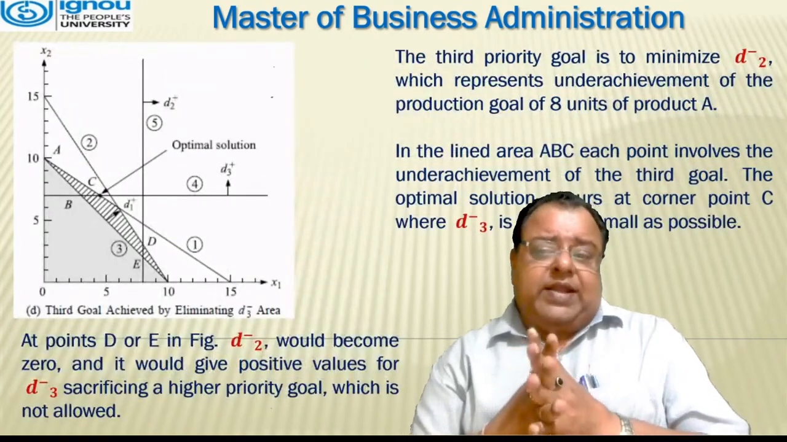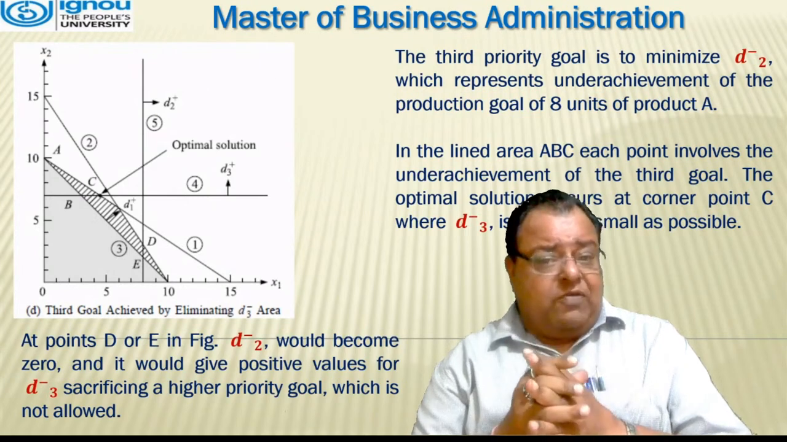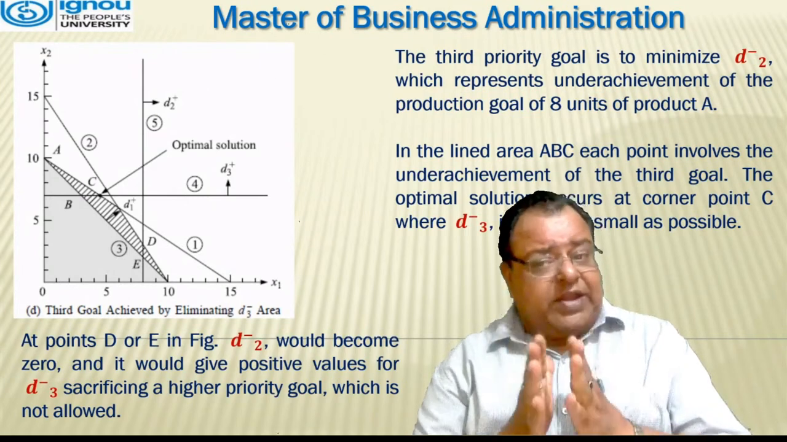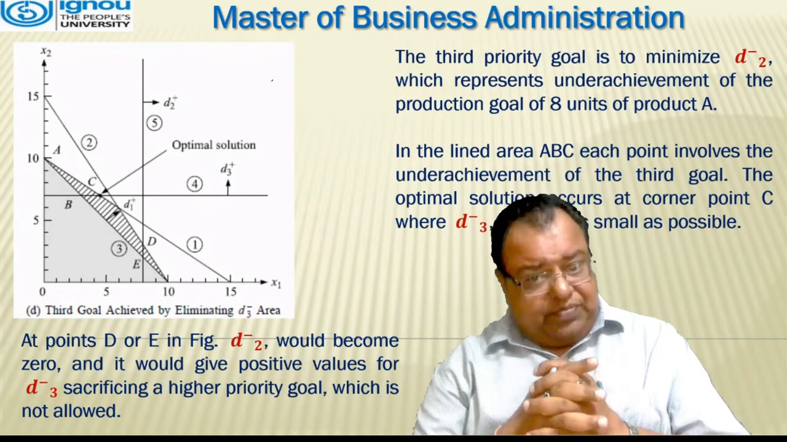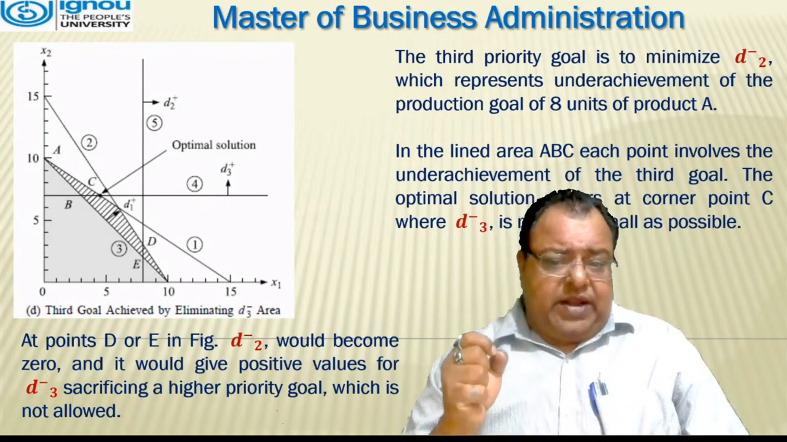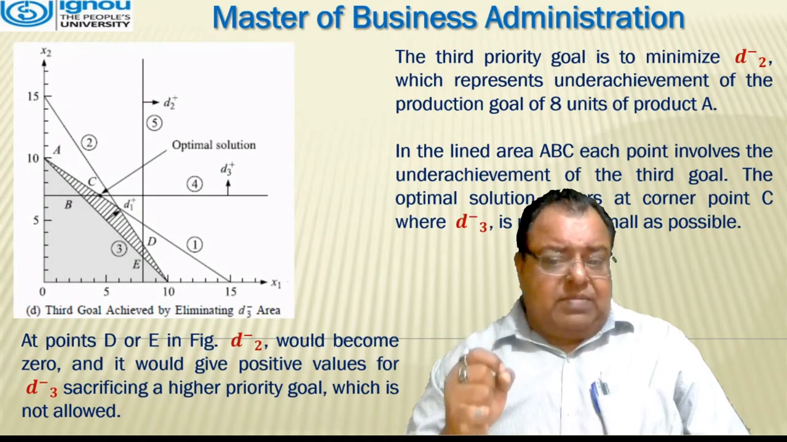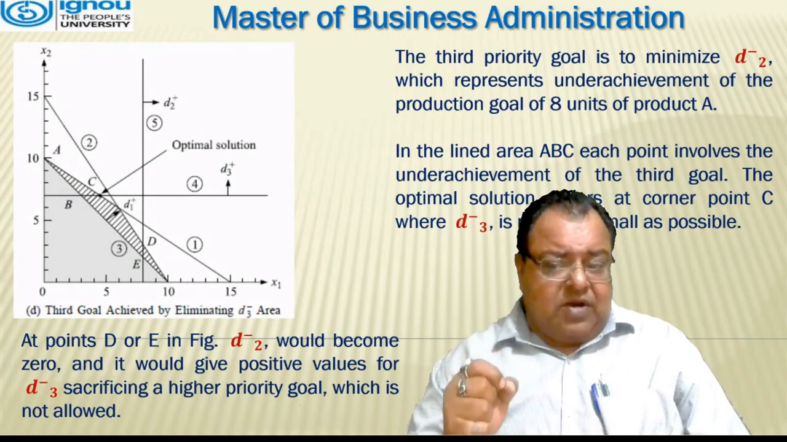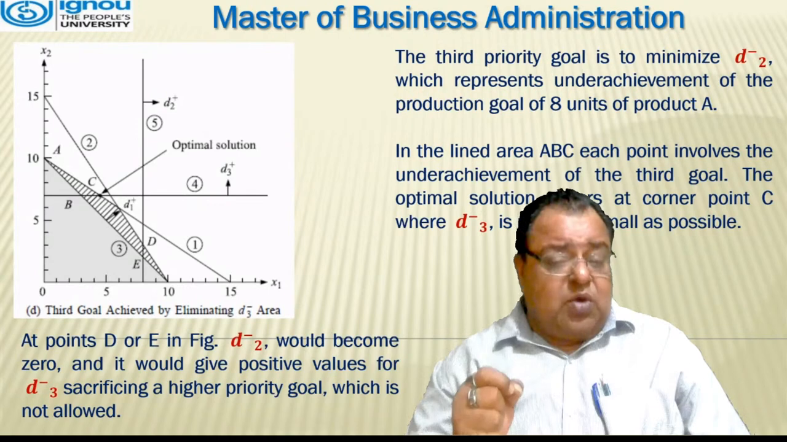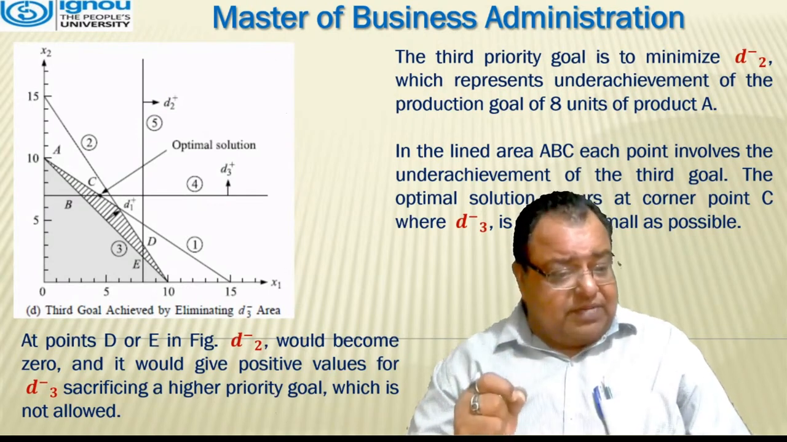The third priority is to minimize D2 negative, which represents the underachievement of the production goal of 8 units of product A. In the line area ABC, each point involves the underachievement of the third goal. The optimum solution occurs at corner point C, where D3 negative is made as small as possible.